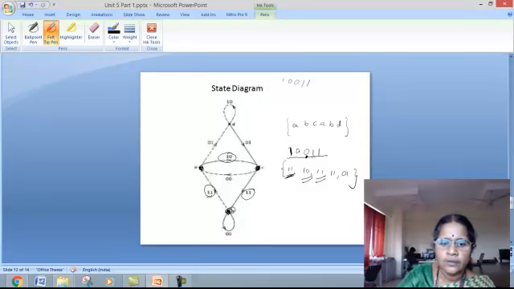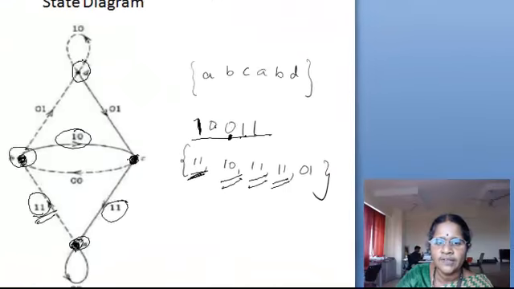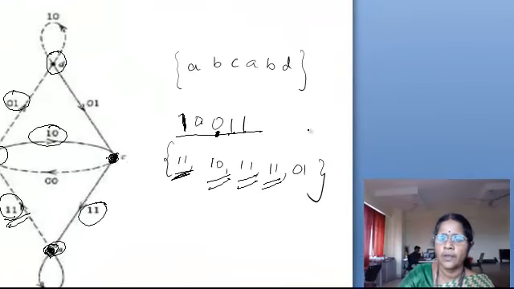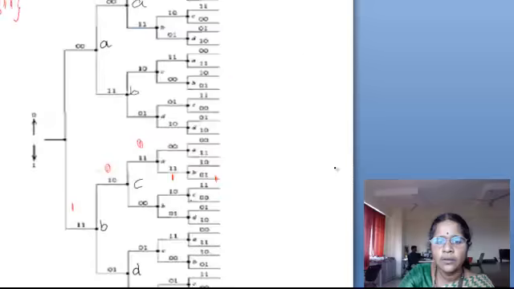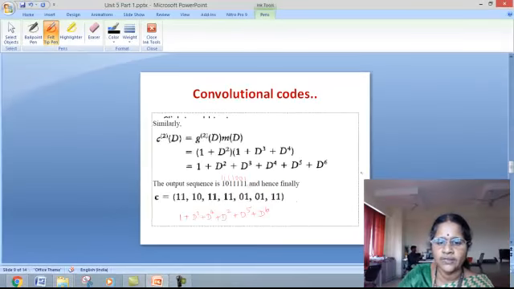And now the message bit received is 1. So you follow this dashed line, it goes to state B again and the output is 1 1. And now from B you have the message bit as 1 and so follow the dashed line, it goes to state D and the output is 0 1. And now you compare this output with what we have already obtained using that code polynomial. It would be the same.